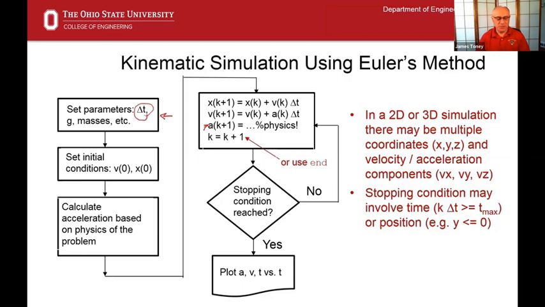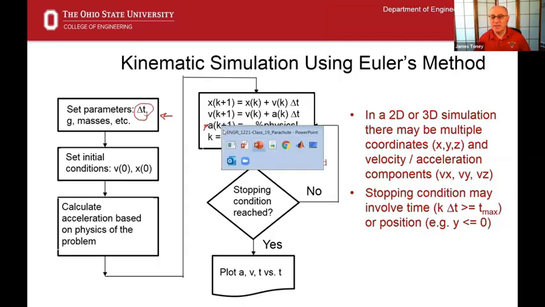A plot, usually you're going to do a plot of the acceleration, velocity, and position versus time. You might calculate certain parameters, like what was the maximum velocity achieved, or how much time did it take for the physics of this to play out. And that's it. All right, so let me show you how to code this in MATLAB.